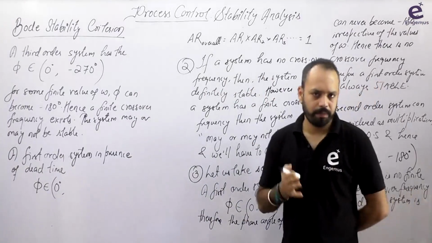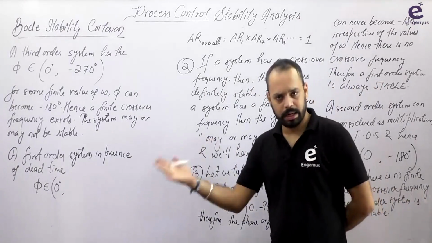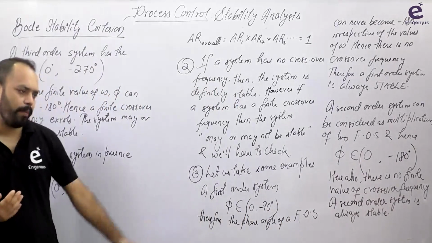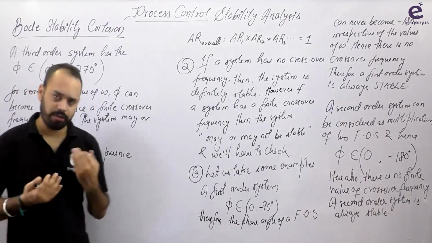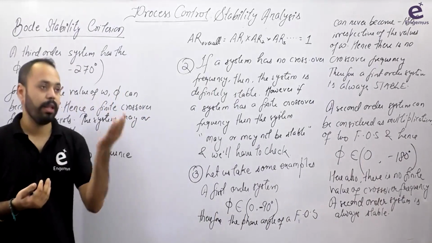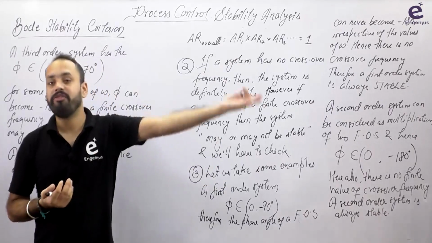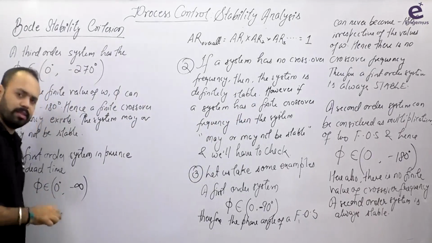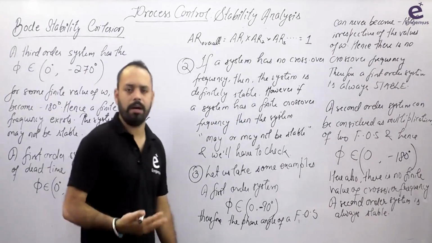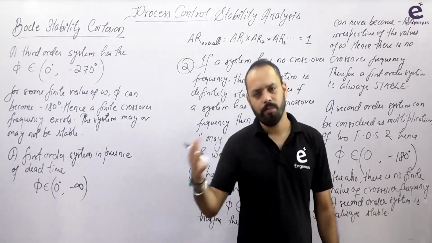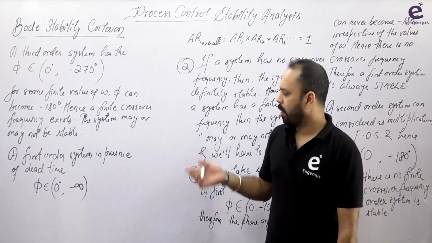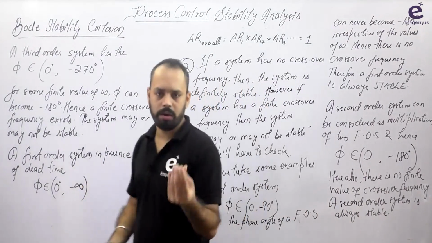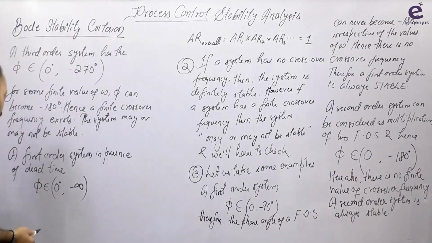See, FOPDT, you remember? First order process plus dead time. First order plus dead time process. That is FOPDT. Okay. Now, when a first order is coupled with the dead time, the range of phi for a first order system is from 0 to minus 90. But the range of phi for a dead time is 0 to minus infinity. So when they are coupled, what is the range? 0 to minus infinity, because for dead time, you keep on increasing omega and phi will become more and more negative. So definitely, if with a first order system, dead time is present, then for some finite value of omega, phi can become minus 180 degrees.